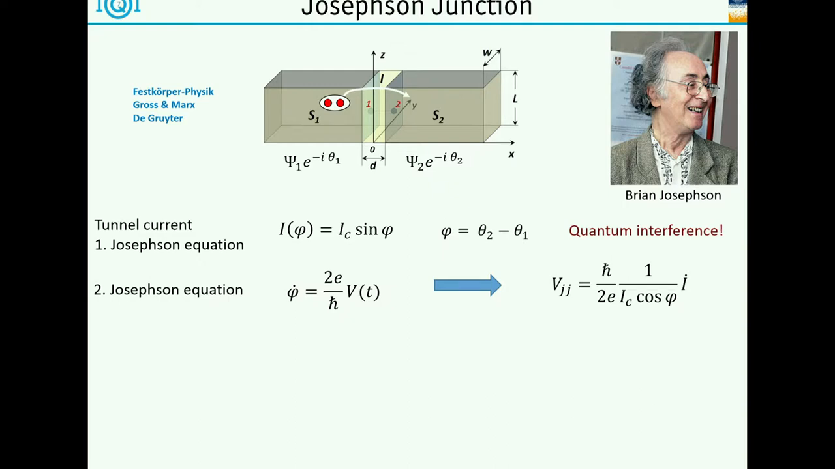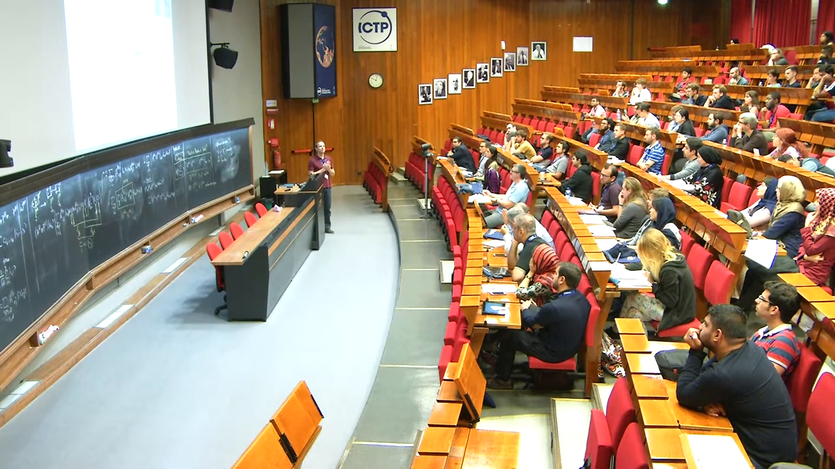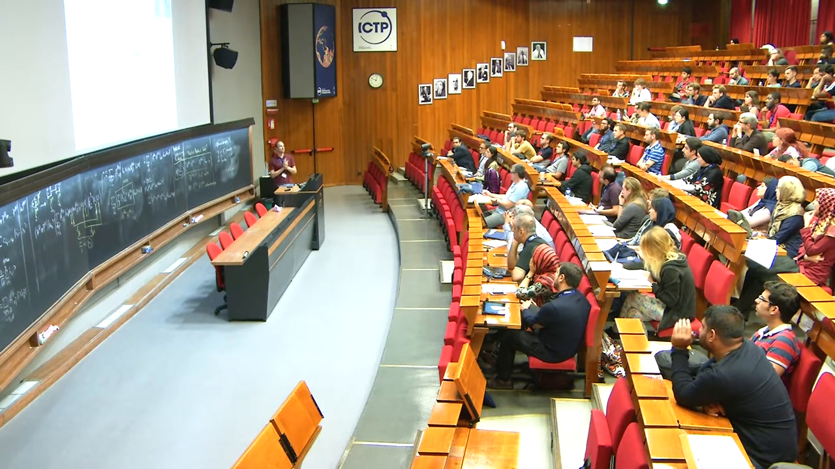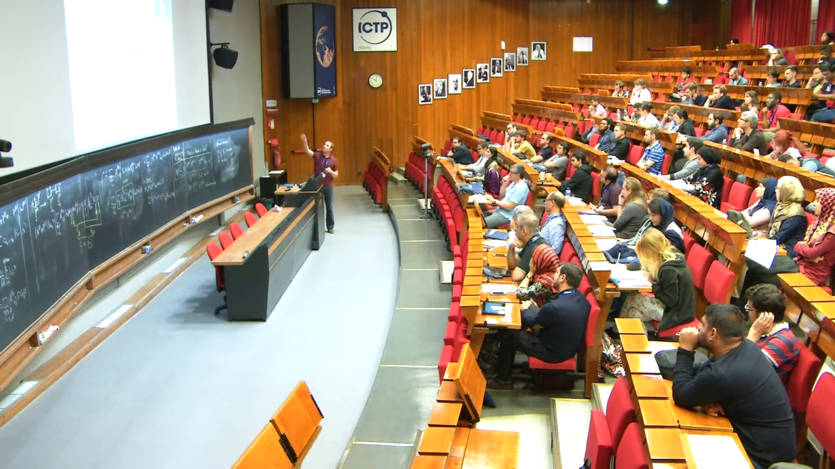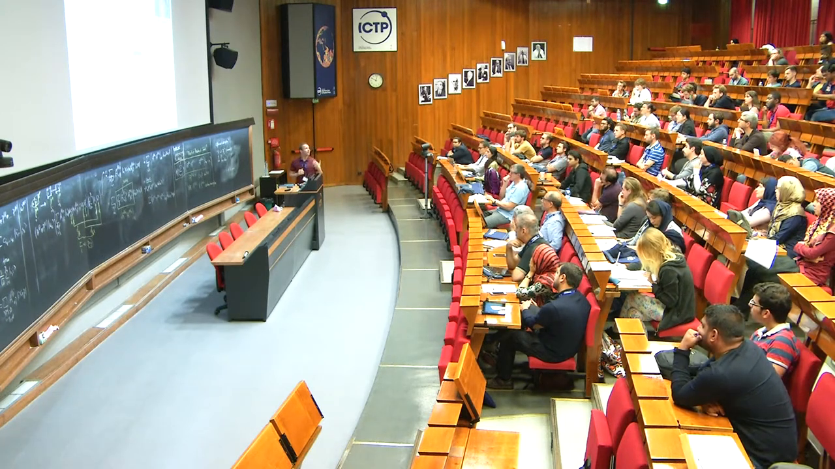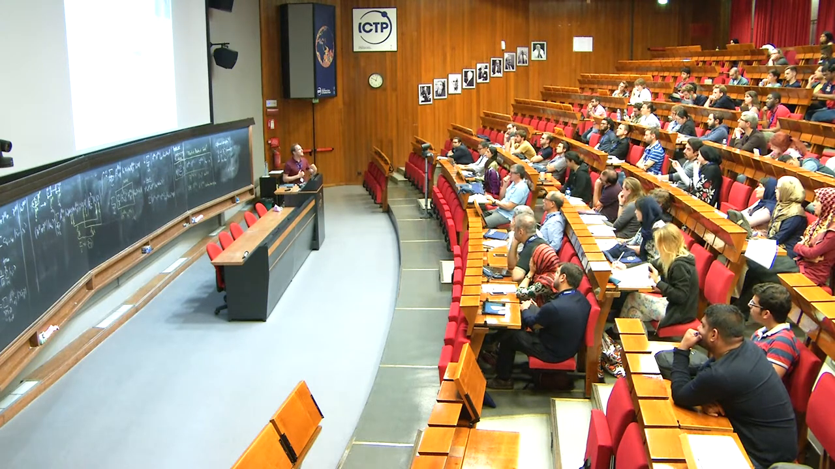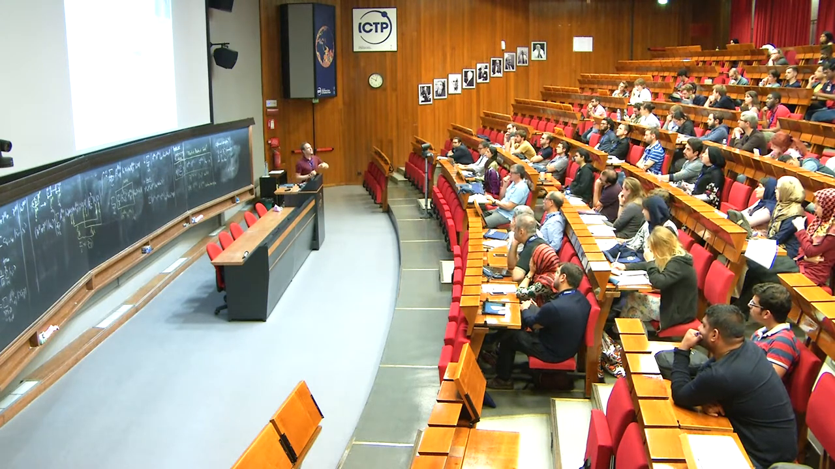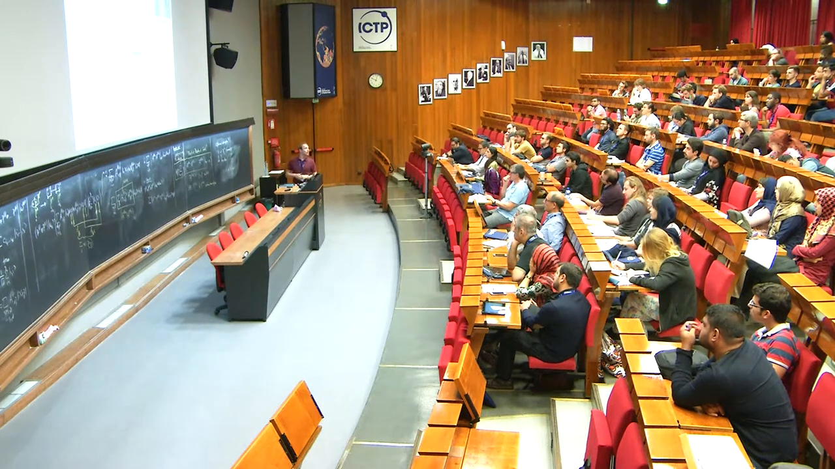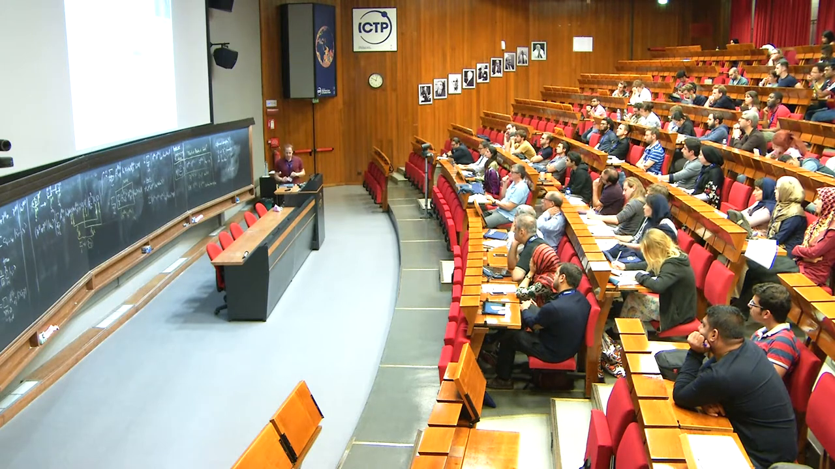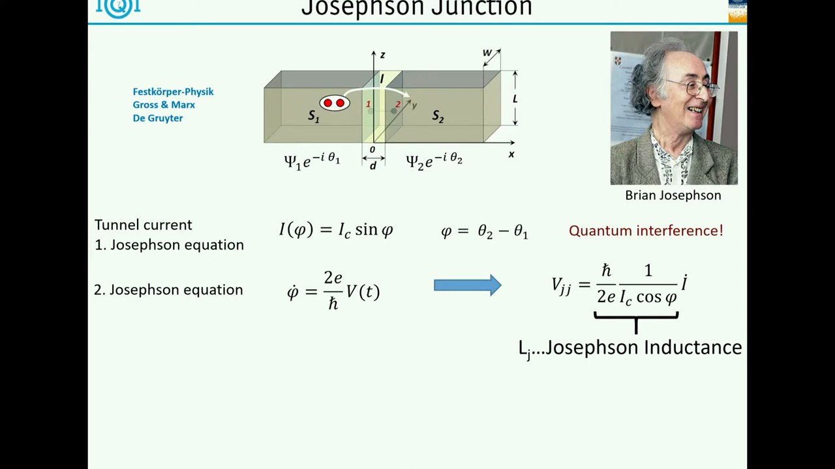Who knows an electrical element that does the same? Voltage is proportional to the time derivative of the current. It should remind you of an inductor. The main difference here, though, is that it's not just a constant as a prefactor, but a somewhat complicated expression with this cosine of phi in there, again the phase difference. So what this means is that the value of this inductance depends on the current flowing through that junction. So what I have here is a so-called nonlinear inductor, but to first order it looks very similar to an inductance. So very often people also call this the Josephson inductance.